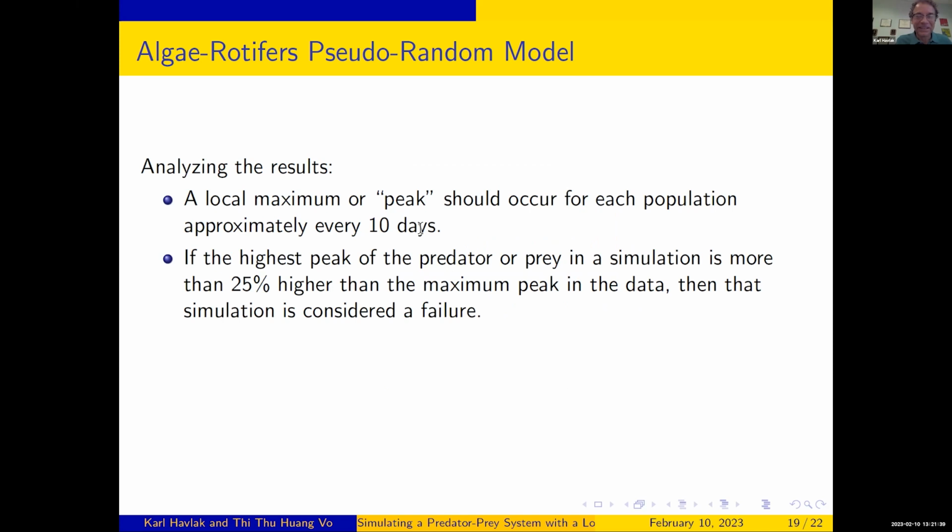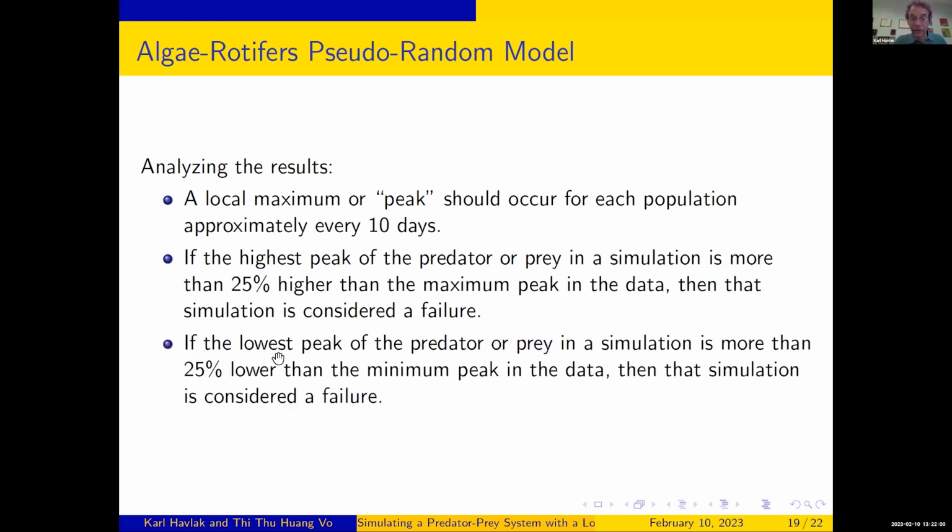So we're good. The other thing we looked for were the highest peak. We didn't want it to be more than 25% higher than the maximum peak in the data. That was randomly chosen. We played with that number as well. Sometimes we did 10%, sometimes we did 50% to just see what would happen. So we tried to keep our outputs within 25% of the highest peak. Also, the lowest peak, not the valley, but the peak, we didn't want any of our outputs to be lower than 25% lower than the lowest peak.